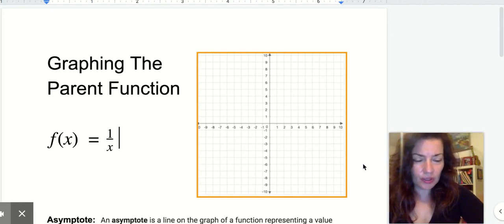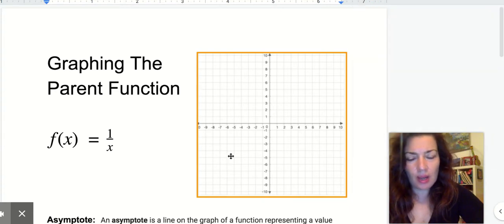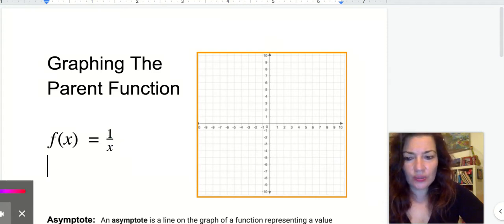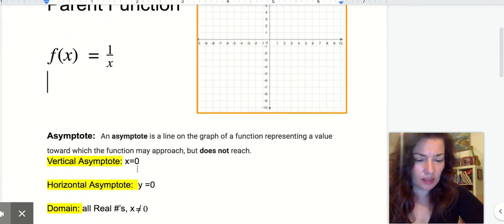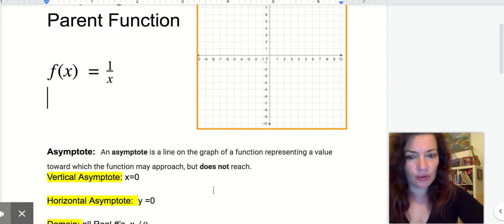Hi, so continuing with the graphing of the parent function, I'm just going to redo what we did on the Desmos. So let's go ahead and look at the function y equals 1 over x. We did say we had a vertical asymptote at x equals 0. And to recall, an asymptote is a line on the graph of a function representing a value toward which the function may approach but does not reach.